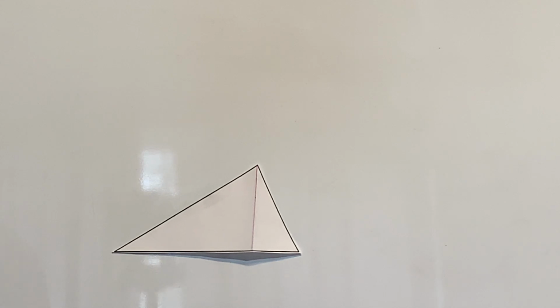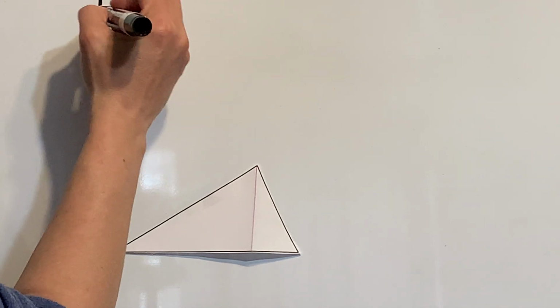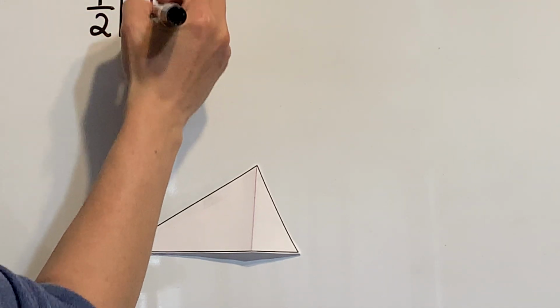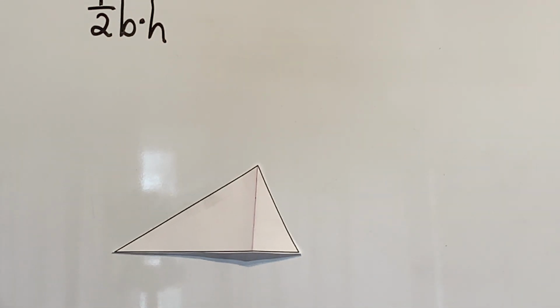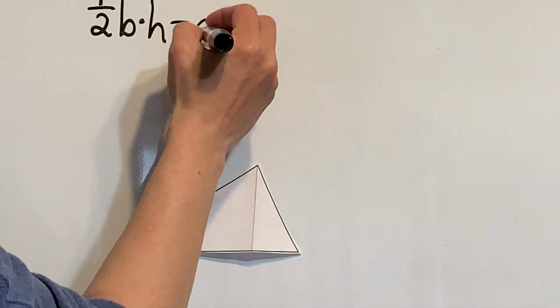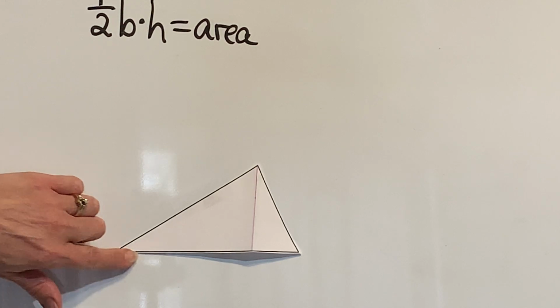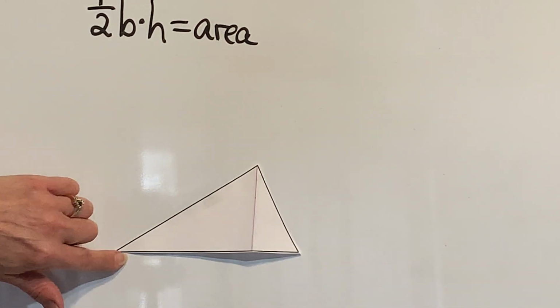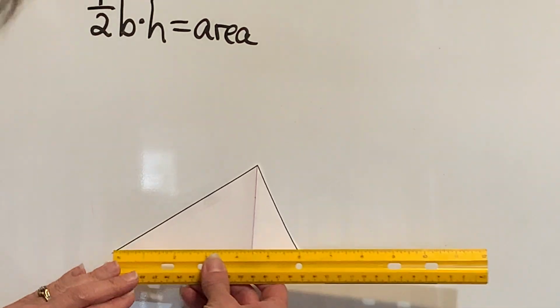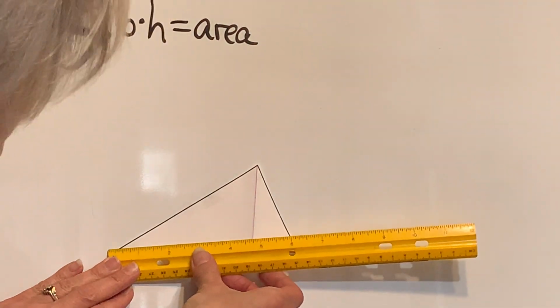Okay, so now what do I know? I know that half base times height gives me the area of a right triangle. So this equals the area. So now, how am I going to find that? Well, I need to measure. So I've got to get my ruler out and measure the base. Now remember, I told you for the base, we need the base. For the first triangle, the base is going to stop right here. So when I'm measuring, I've got to measure carefully.